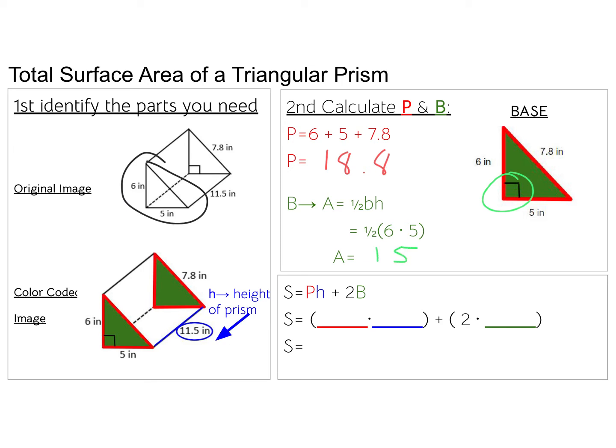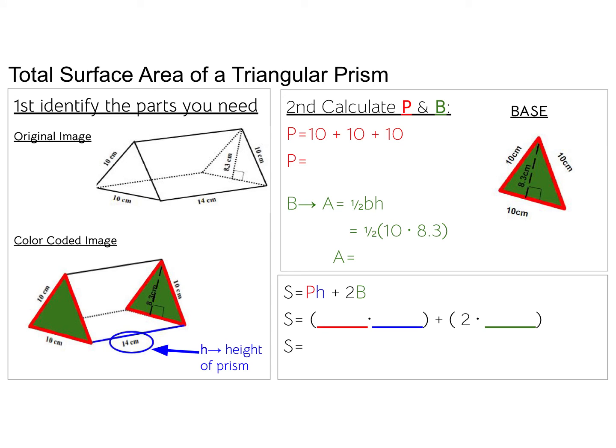Now we're going to plug everything we know into our formula. Remember, the height of the prism is the distance between the bases. So on the triangular prism, that's going to be the distance between the triangles. Once I have everything substituted in the formula, I'm going to put it in my calculator just like this, 18.8 times 11.5 plus 2 times 15. And I'm going to get a total surface area of 246.2 square inches.